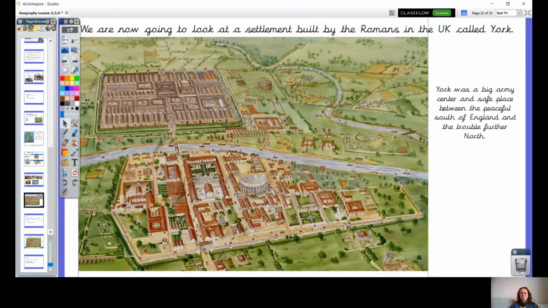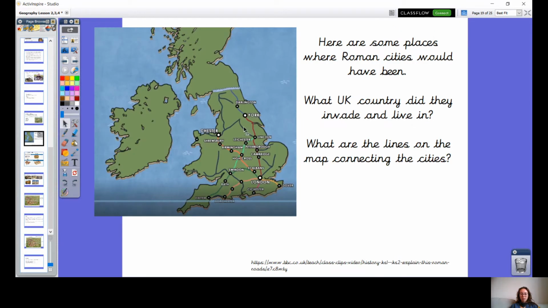Now, York was a big army centre and safe place between the peaceful south of England and the trouble further up north. So if we go back to our map of the UK, we can see that York is here. So it's quite north of England. It's not quite in Scotland where all the trouble was happening. So, interestingly, it's where they had an army fort. There's a big army here.